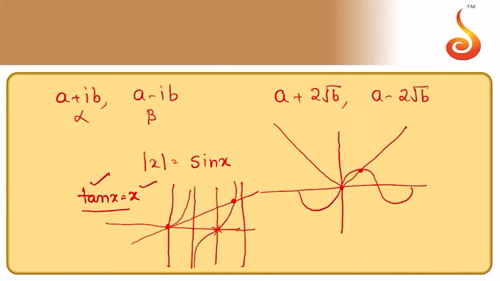One intersection point is 0. The other intersection point will lie between these: this is 0, this is pi by 2, this is pi, and this is 3 pi by 2. Another point of intersection will lie in the interval 3 pi by 2 and 2 pi. This is 0, pi by 2, pi, 3 pi by 2. It lies between pi and 3 pi by 2.